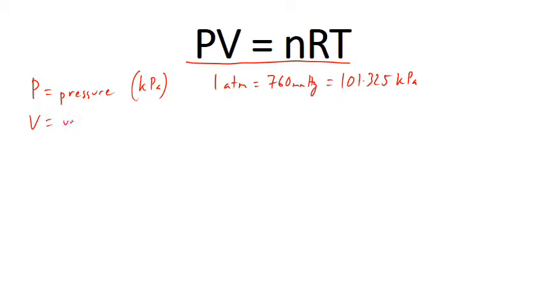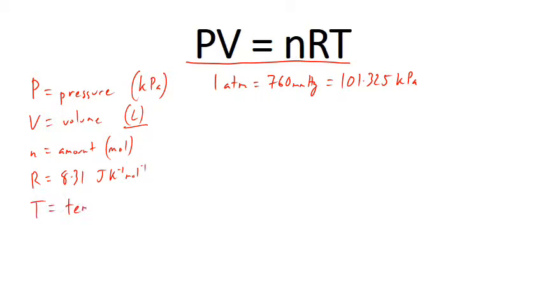Okay. V is equal to volume. Your volume has to be in liters for this equation. Obviously, amount will be in mole, as it always is. Our gas constant is 8.31 joules per Kelvin per mole. And temperature has to be in Kelvin. If it's not in Kelvin, again, this equation will not work.